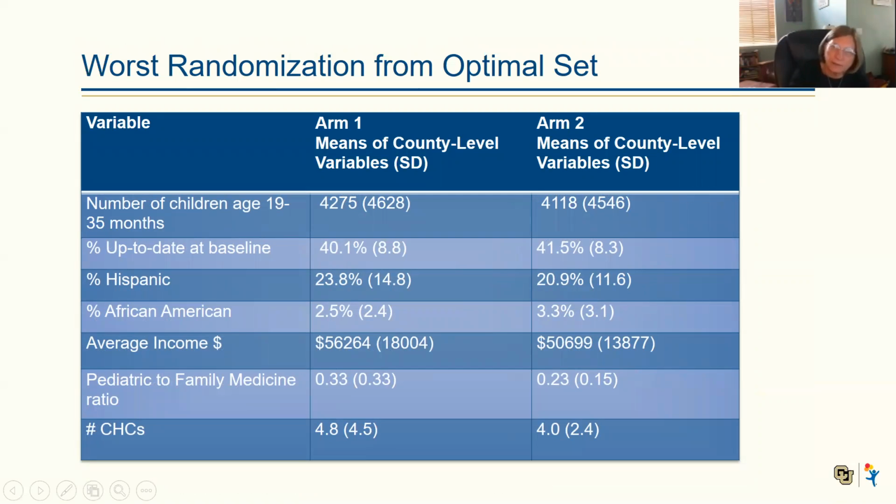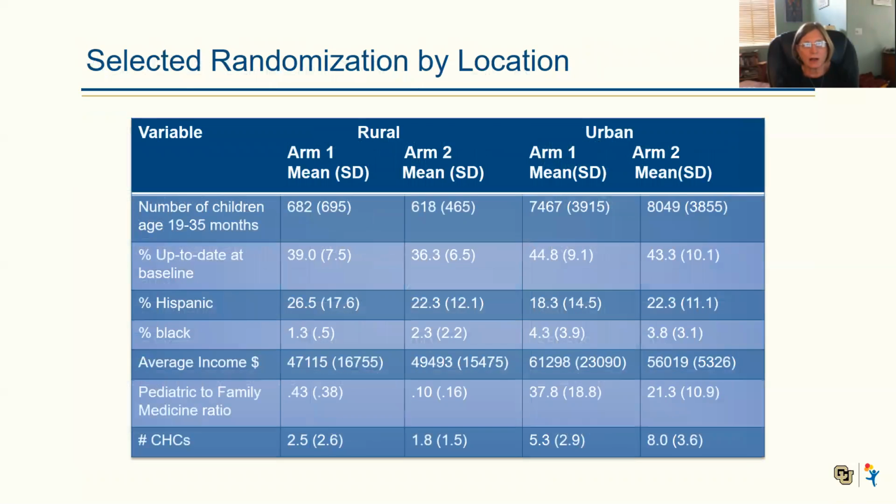So the worst randomization from our optimal set also gives fairly good balance in this situation. And you can see that the differences between the study arms, even in the worst randomization in that optimal set, are not so great. So any of those that you would choose would be okay for your trial.